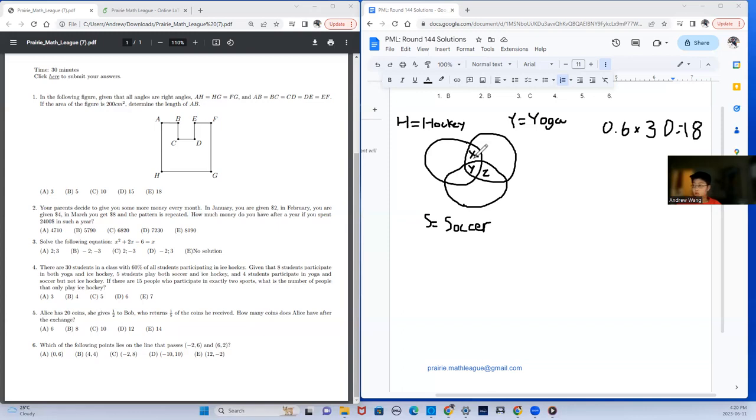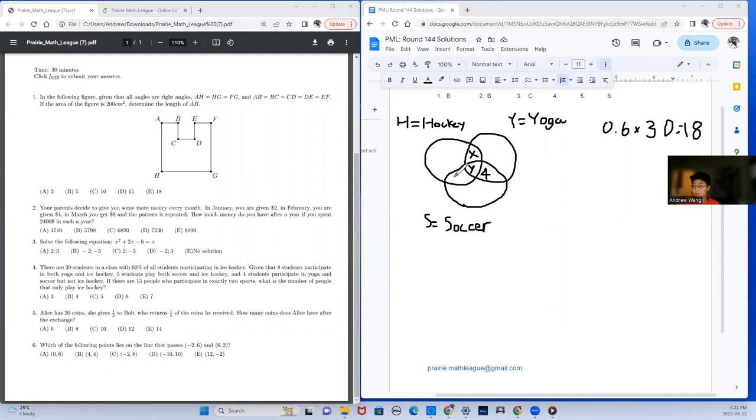And then for the last one, we have one between yoga, oh wait, sorry. Between hockey and yoga, it's X and Y. Between yoga and soccer, we can just write it as 4 because we already know the value from the question, and it is the people who do only yoga and soccer, but not ice hockey.